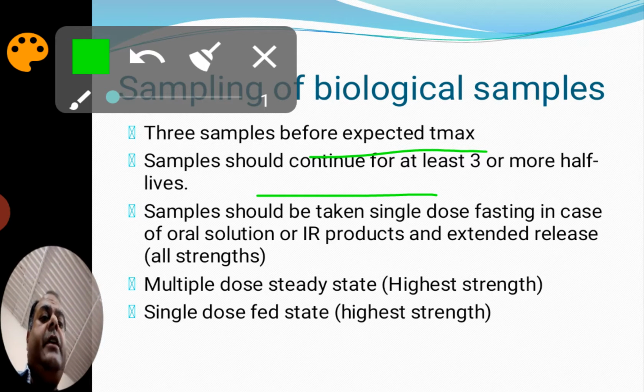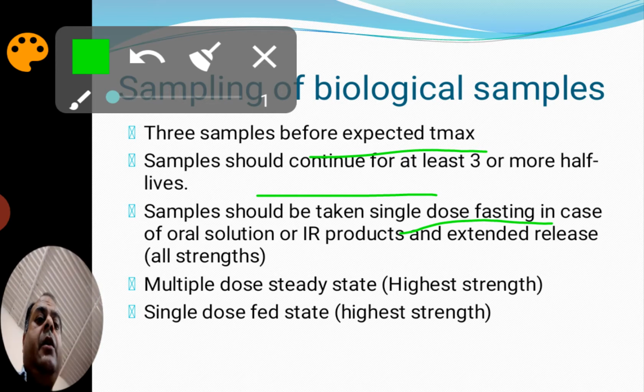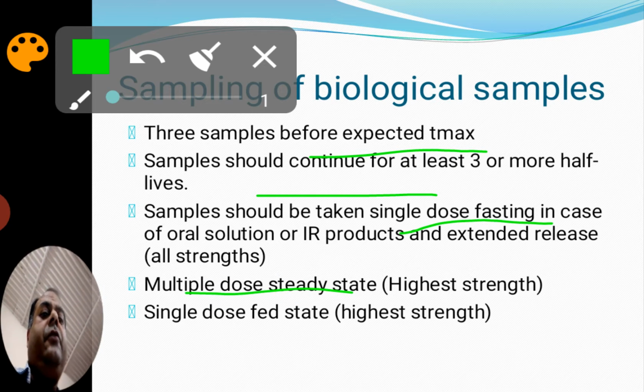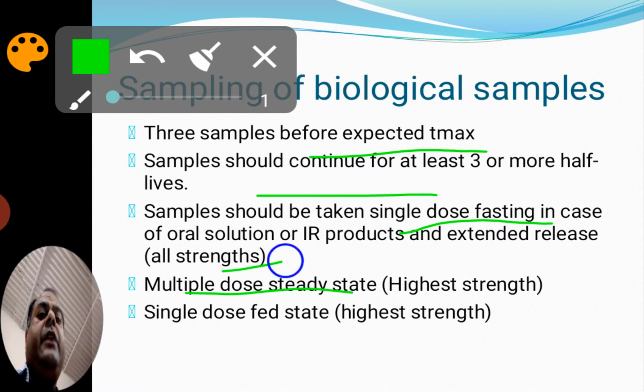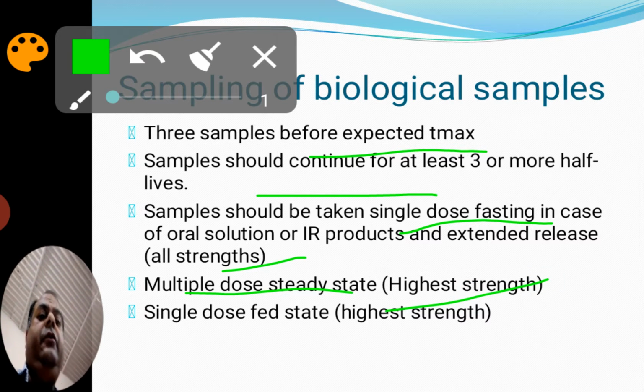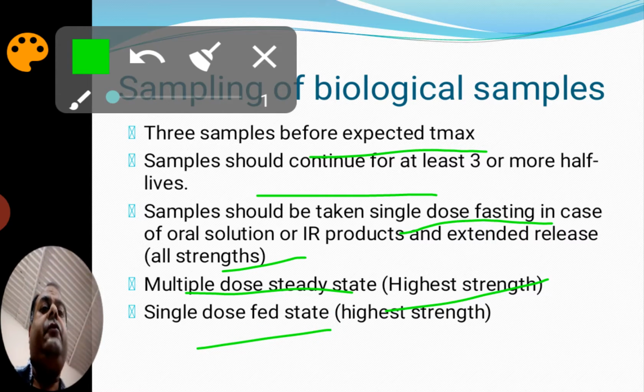Now the study should be done under single dose fasting or multiple dose fasting. Single dose fasting is used in case of oral solution and extended release of all strengths. But when we talk about the extended release product, and when we talk about the highest strength, then multiple dose steady state is used. Now single dose fed state is also used for the highest strength.